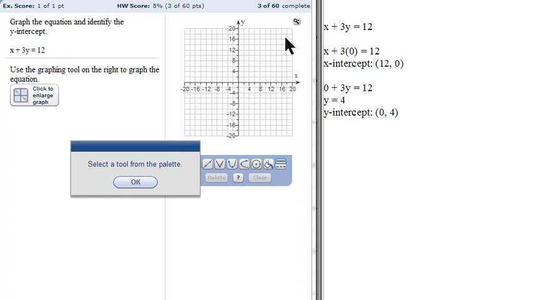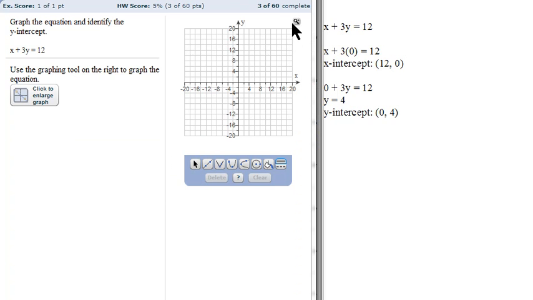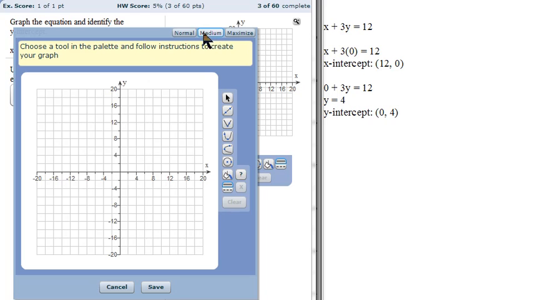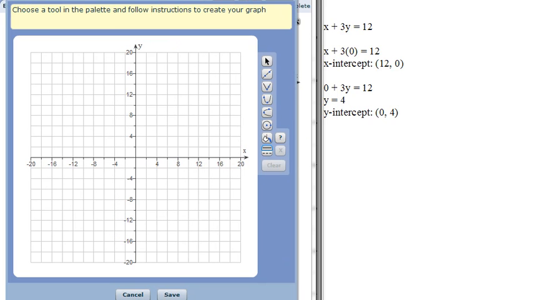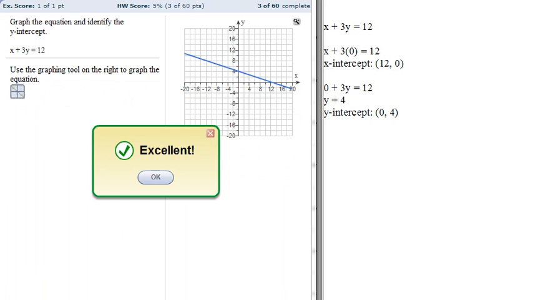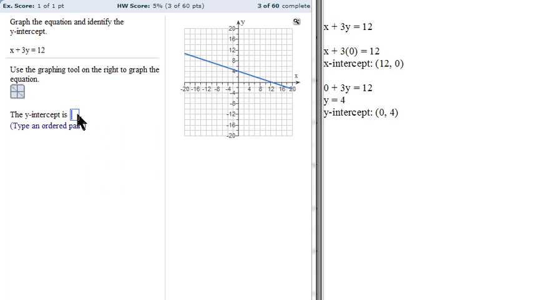Now I go over here and graph it. Let's make it bigger so we can see a little better. Then I'm going to draw a line. The x-intercept, we said, was 12, 0, right there. The y-intercept was 0, 4, right there. Save it, check it, tells me I'm right. The y-intercept we already found, it was 0, 4, tells me I'm right.